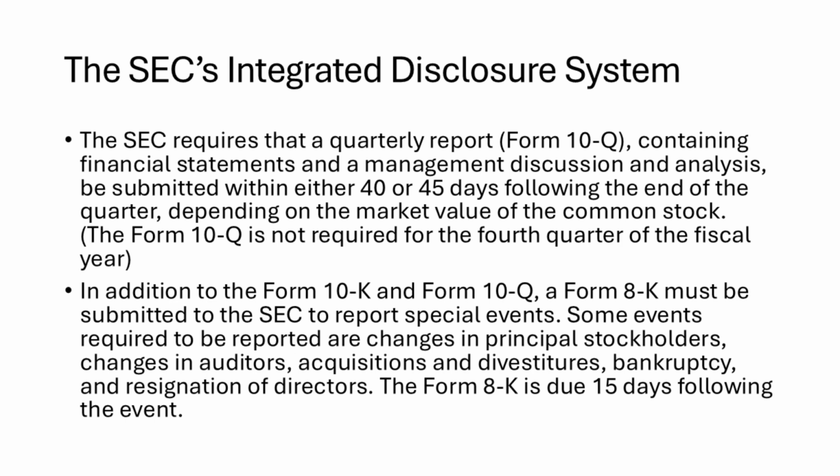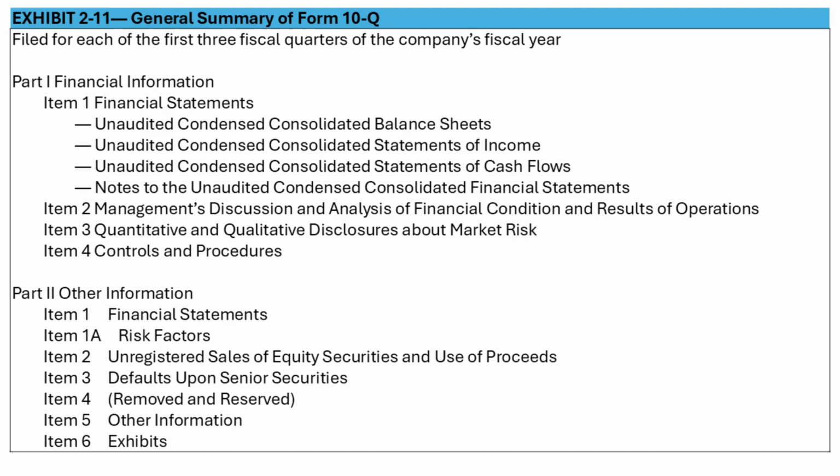The Forms 10-K, 10-Q, and 8-K filings are available to the public. Many companies are reluctant to send these reports to non-stockholders. In public companies, these reports can be found at the SEC website, www.sec.gov. Exhibit 2-11 presents a summary of the major parts of the Form 10-Q. As with the 10-K, in practice some of the required information is incorporated by reference.